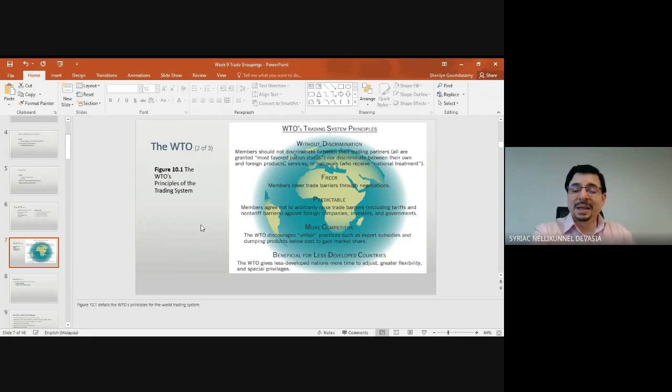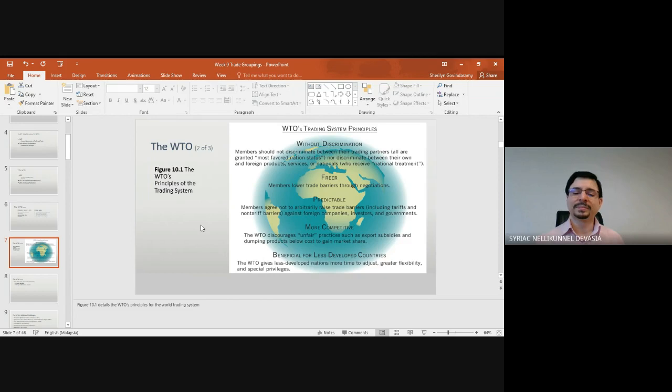Or Canada is giving subsidies. Or India is giving subsidies to sugar farmers so that they can export sugar at a very low price. Or cotton for that matter. So these kind of unfair trade practices shouldn't be there. And finally, it should be beneficial for less developed countries, especially the so-called third world countries we are referring to. They should be benefited from the whole arrangement.